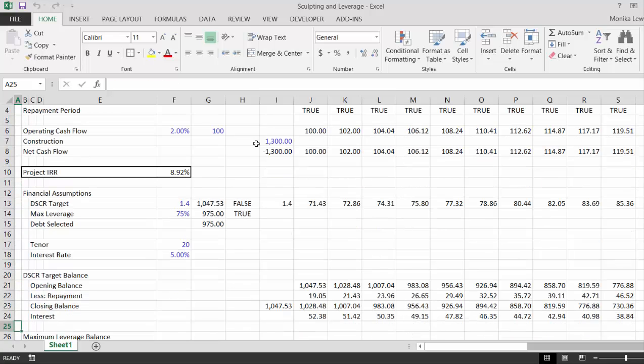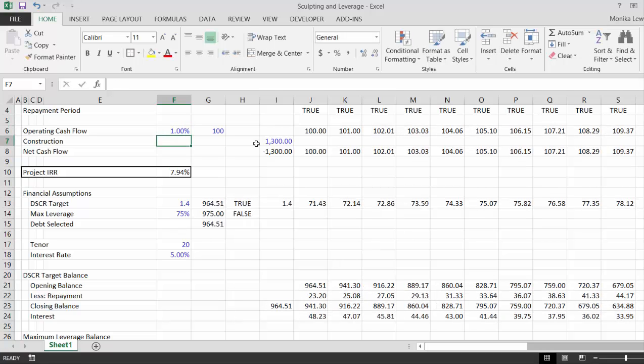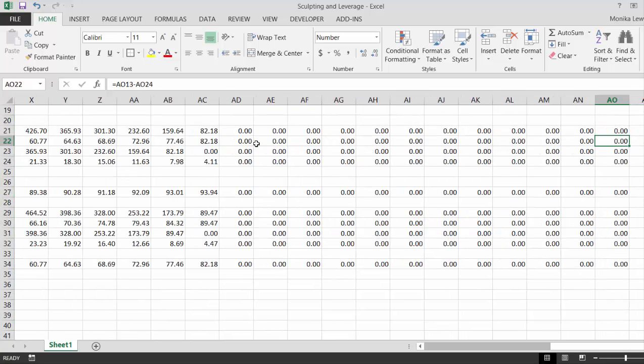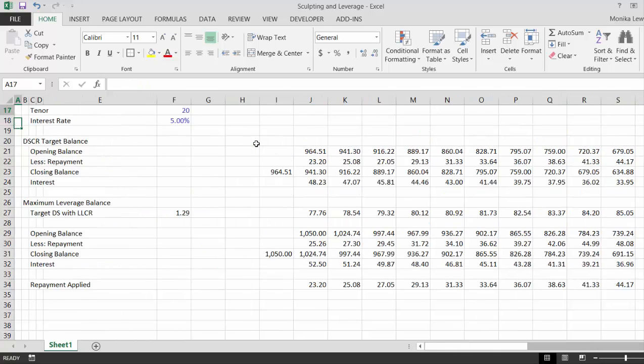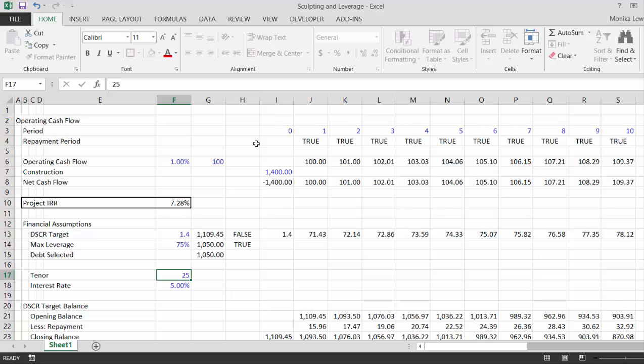And that's the one we'll apply in our model, and if we change something, like make this 5%, oops, 1%, how's that? And make the cost 1,400. Okay, now the DSCR constraint is in place. And we have this. If we change our debt tenor to 15, it's still this. Let's change it to 25. Now which one is in place?